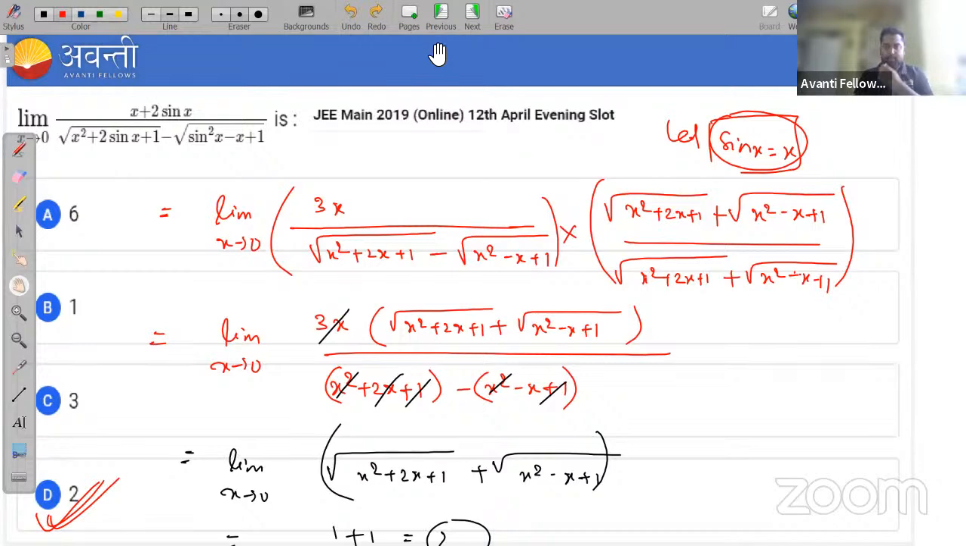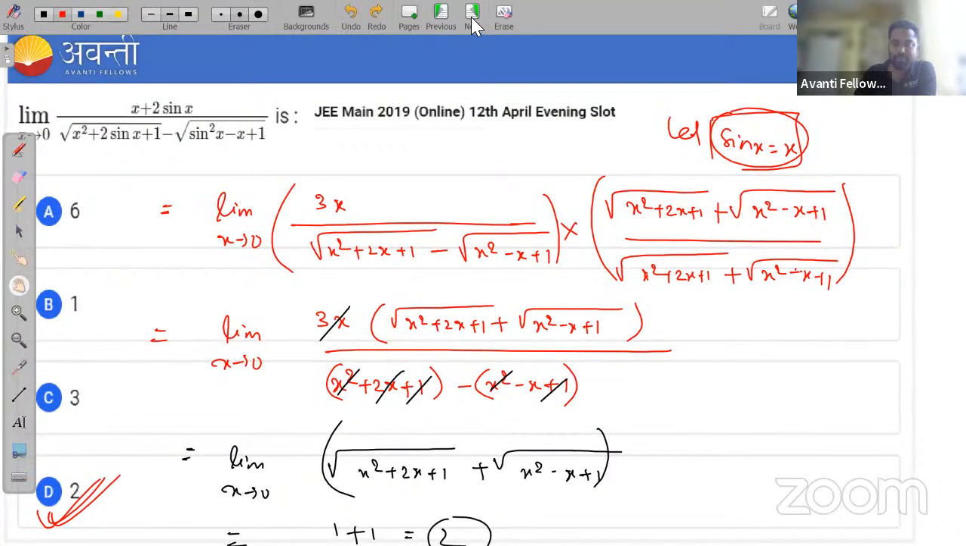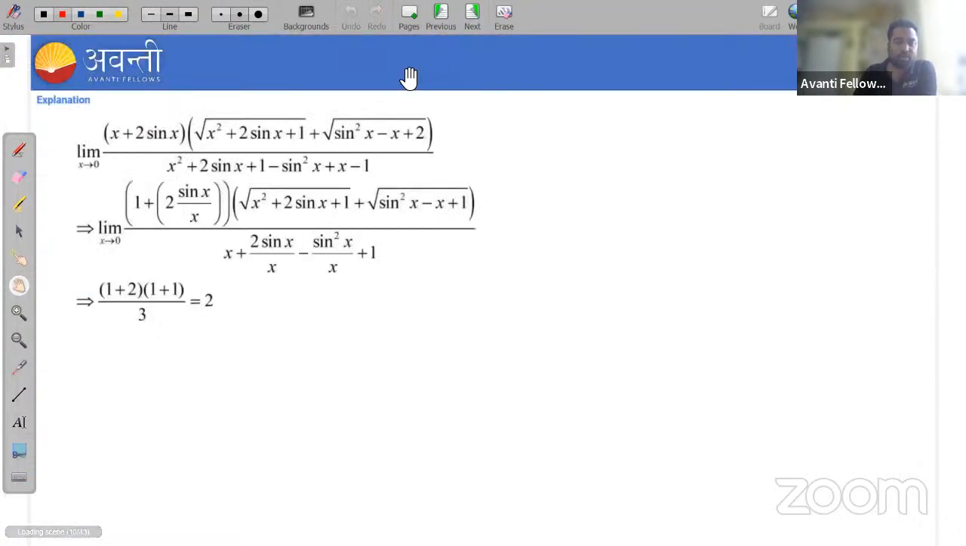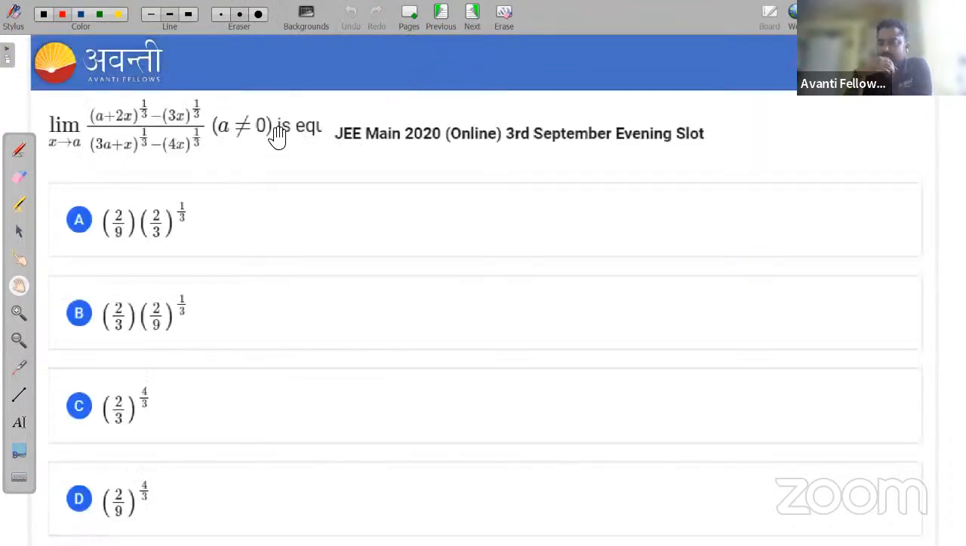थोड़ा top question में चलते हैं थोड़ा. चलो. This is the explanation. No need to go through it. Okay. So next 2020 JEE mains का question है.